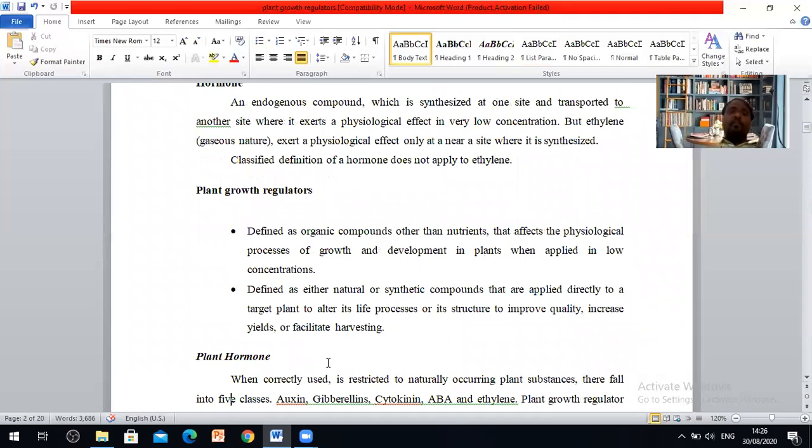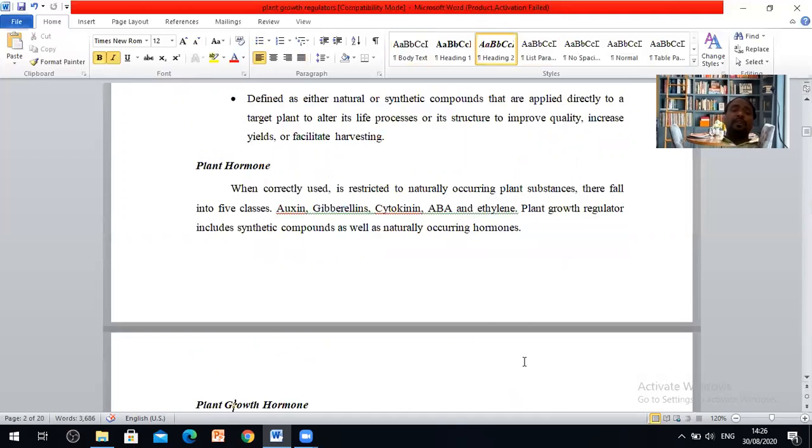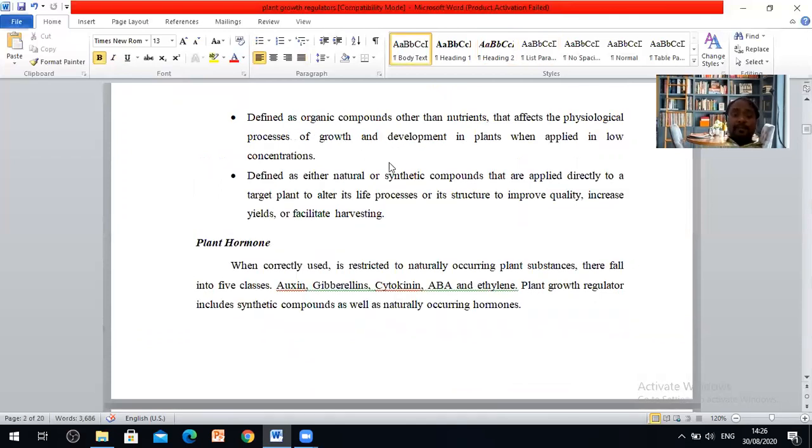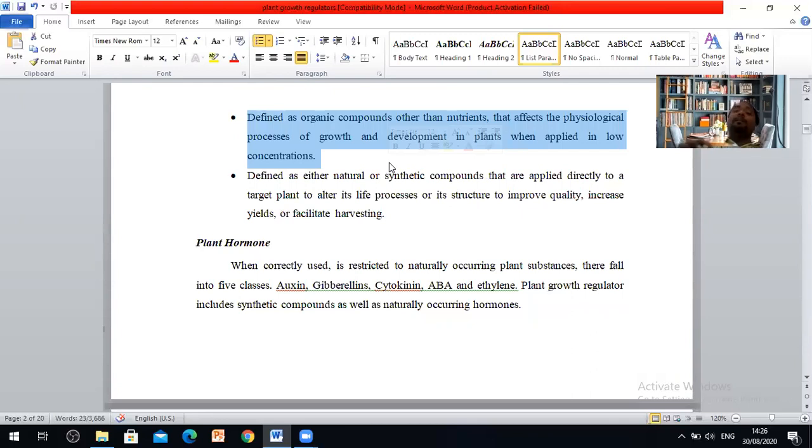Now, plant growth regulators are defined. You can see here there are two definitions of plant growth regulators. Let us see them one by one. It is defined as organic compounds other than nutrients that affect the physiological processes of growth and development in the plant when applied in very low concentration. These are called growth regulators.